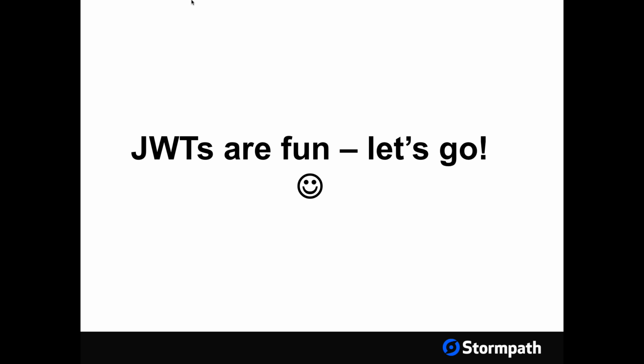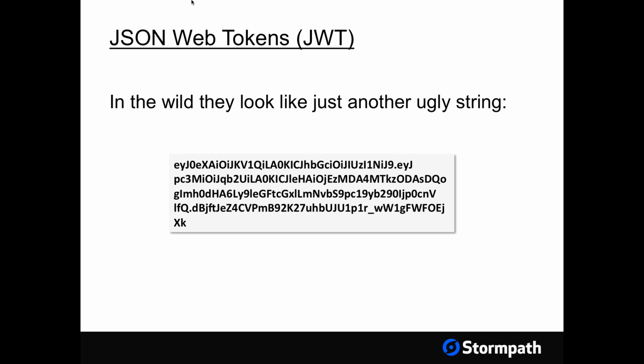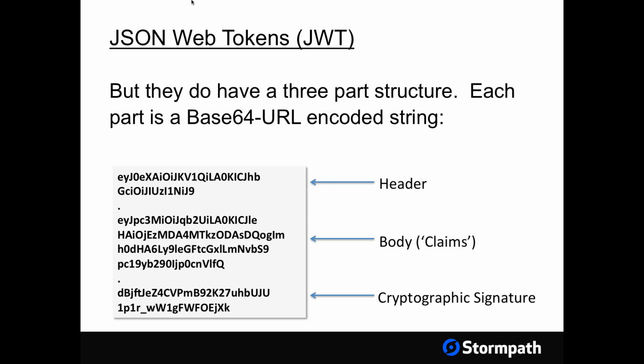So let's dig in and see what they actually are before we talk about some of the other concerns around them. If you encounter them in the wild, they look just like another ugly string. At first glance, it might be like, how is this different from a session identifier? It just looks like some random stuff in a cookie. But it is actually structured. So if you separate it out by period, it's basically 3 base64 URL encoded strings. The URL encoding is important. If you're racking your brain trying to figure out why you can't decode something, make sure it's base64 URL encoded.